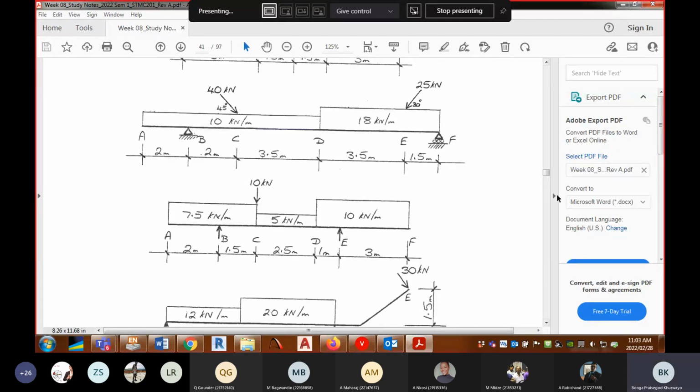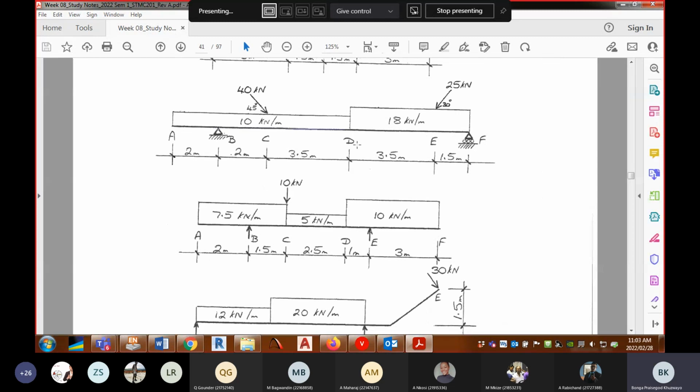What we need to do now is to complete question 3 and 4, but I'm going to start with question 4, and I'll leave the one with inclined loads for later, so that maybe by then most students would have joined us.